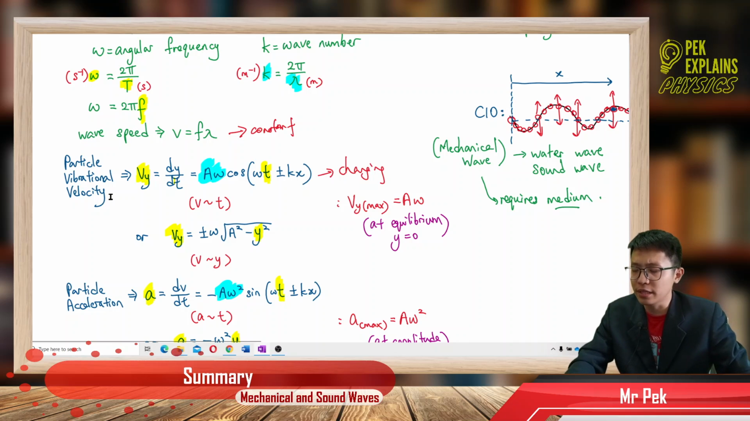Okay? Now, the next thing is particle vibrational velocity. What's the difference? Now we have another type of velocity called particle vibrational velocity. What's the difference between particle vibrational velocity and the wave speed? As I mentioned just now, wave speed v equals f lambda.